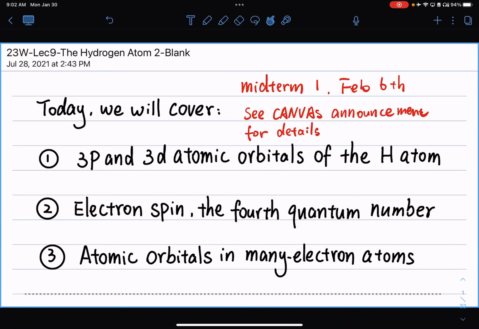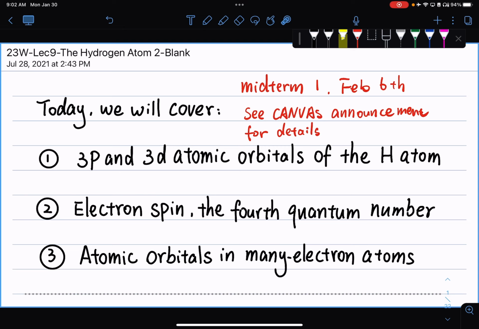We went over hydrogen atom last Friday, and today we're going to extend our discussion of hydrogen atom, go beyond the spherical s atomic orbitals. So today we'll be talking about the 3p and 3d atomic orbitals, and then we'll briefly go over the fourth quantum number, which is electron spin. Electron spin is a little bit abstract, so we'll look at it from the experimental perspective and see why we say there is a fourth quantum number, which is the electron spin. And at the very end, we'll touch a little bit on atomic orbitals on many electron problems.